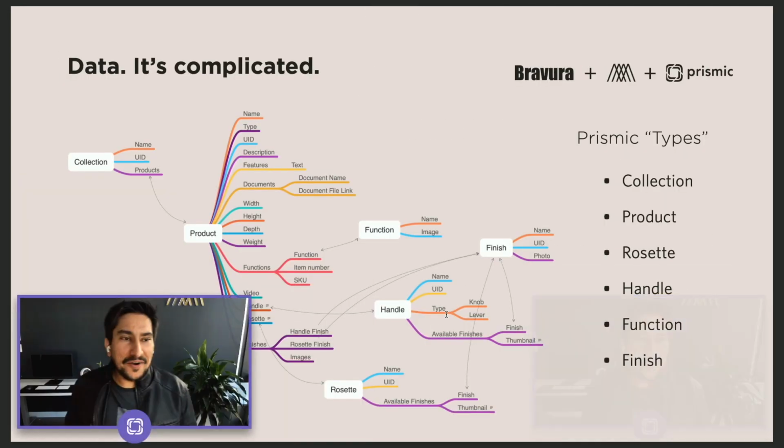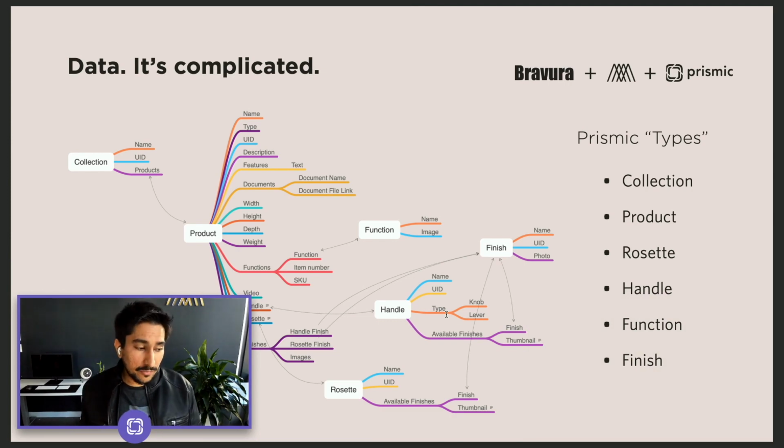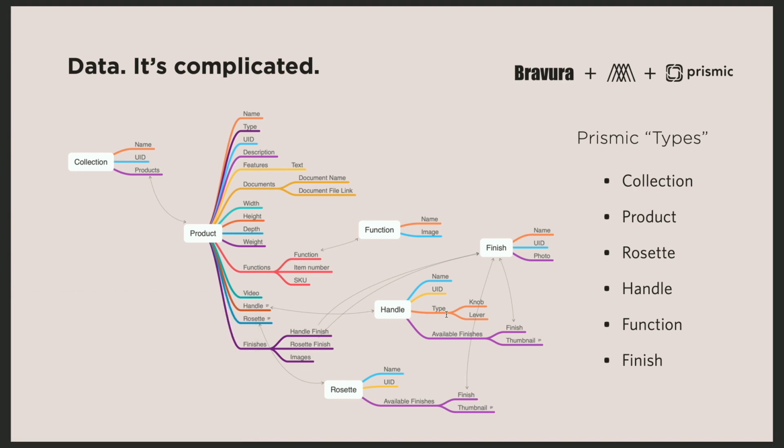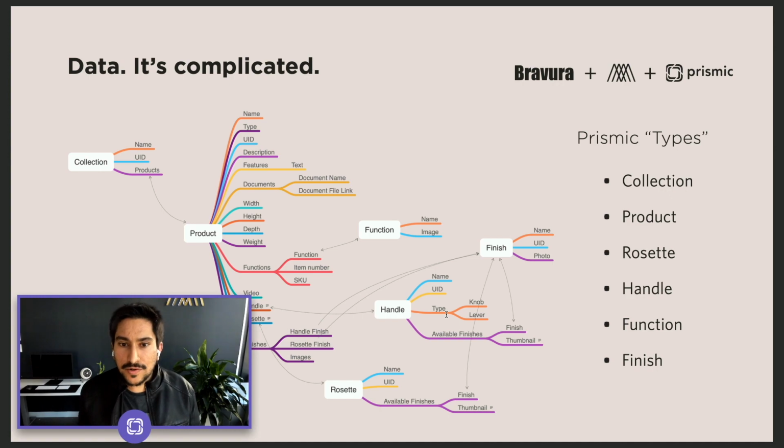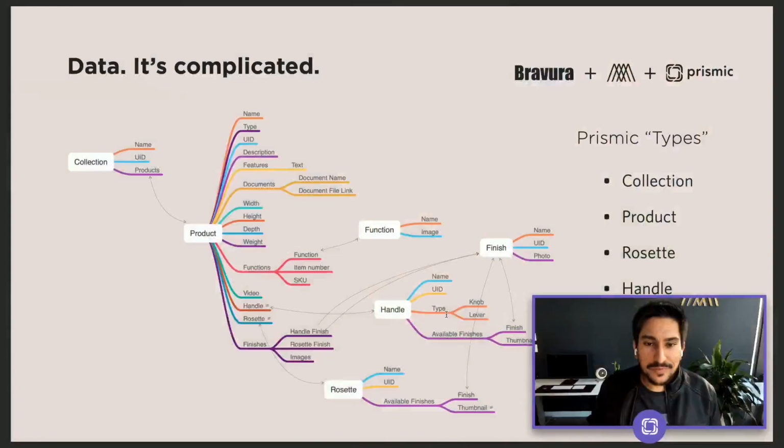Perfect. That's great. So each of these white squares you see is a type in Prismic. And actually, this is the data diagram. It took us a really long time to figure out because there are a lot of complexities between things and what's the proper way. We also didn't want the client to have to maintain 20,000 different combinations of products. So we wanted them to maintain as few products as possible and then have all the generation happen on the front end.